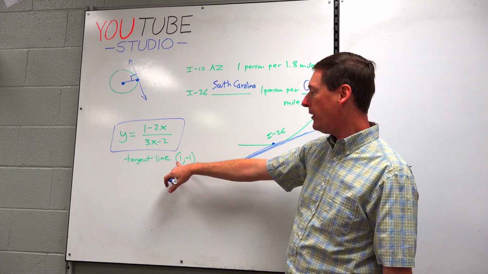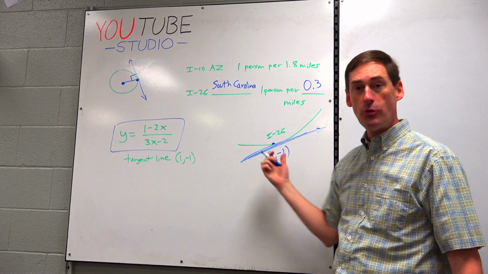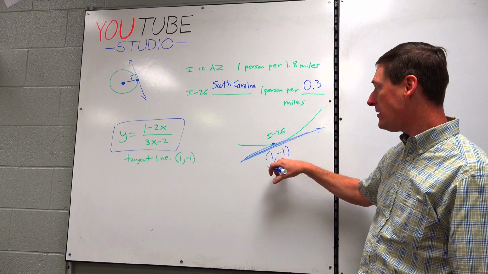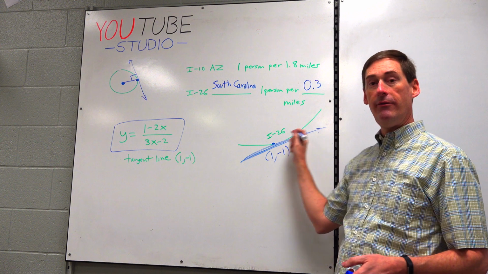We want to find the point (1, -1). So let's say this is like (1, -1). This is where the car broke free right here, off the road. That's its point of tangency, all right? Can you write the equation of that line?